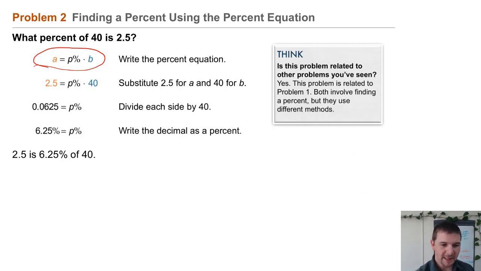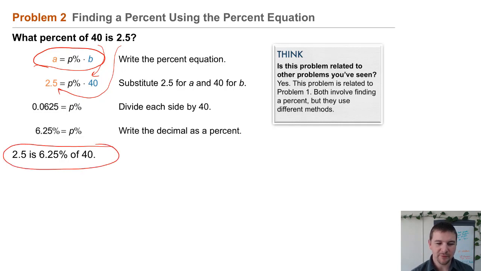So 40 was the base, so it's going to go in place of B. 2.5 is part of the base, so it's going to go in place of A. And then we solve this equation for P percent. And we find 2.5 is 6.25% of 40.